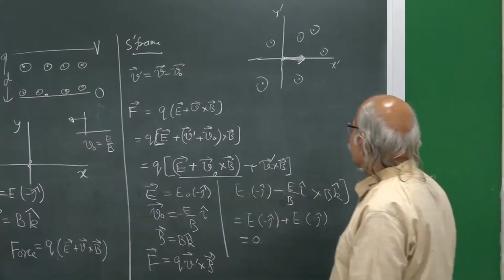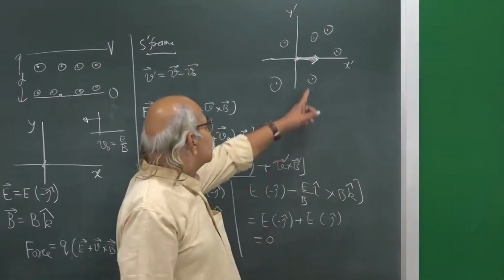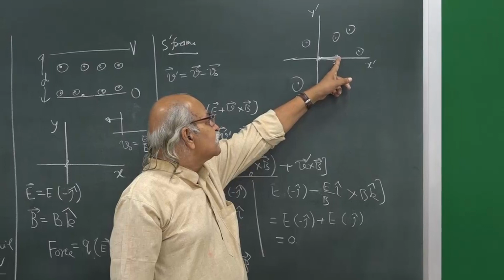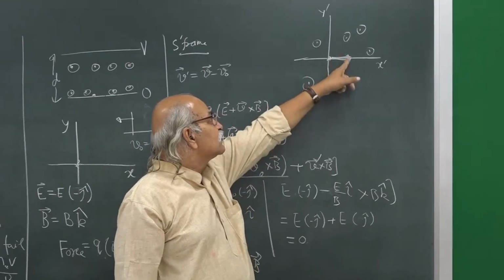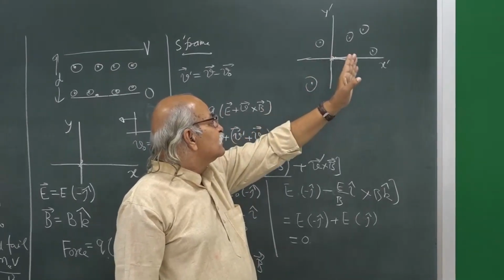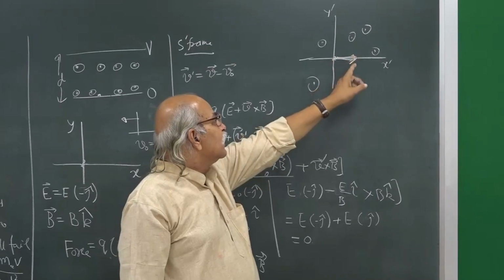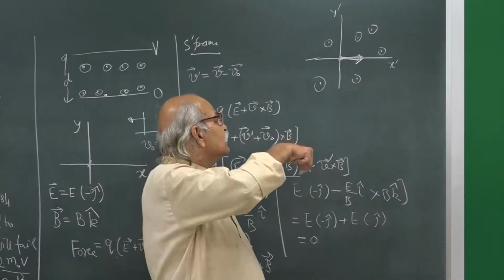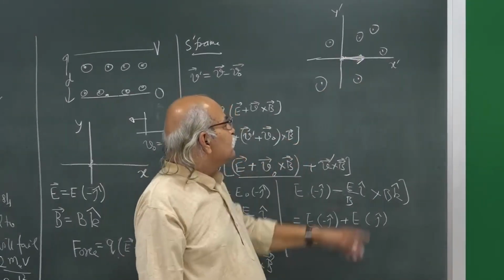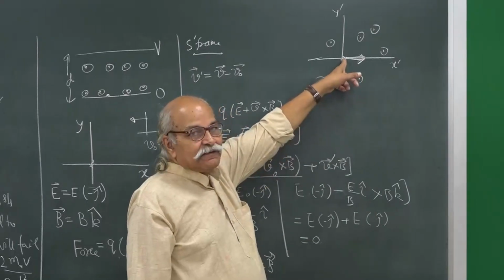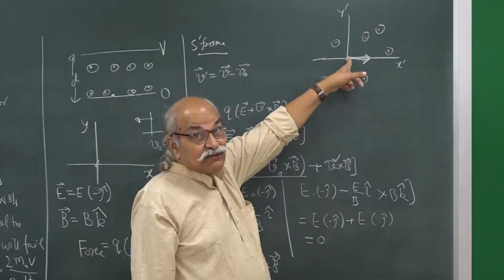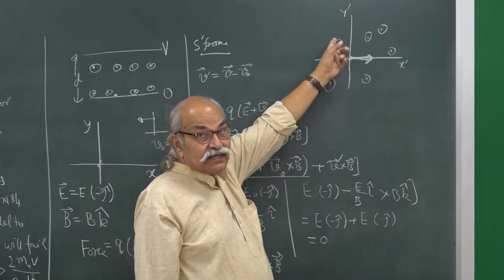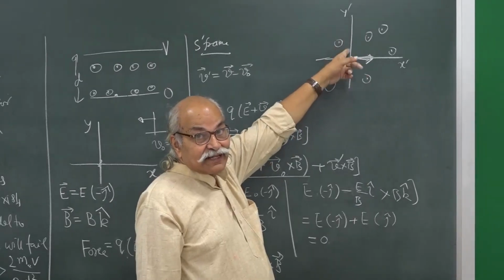So, what is the direction of force? This is the velocity of the electron as seen from here. Here is the magnetic field. So, if we have V cross B, V cross B is downward, but then it's a negative charge. So, the force will be in upward direction in this frame.